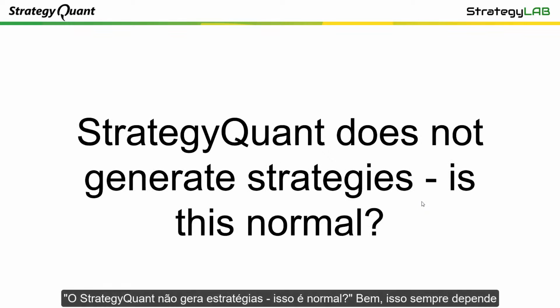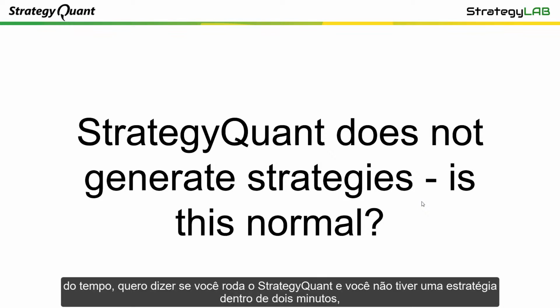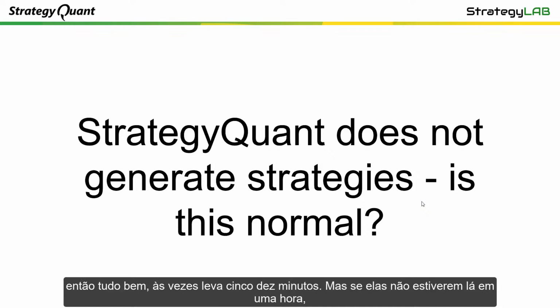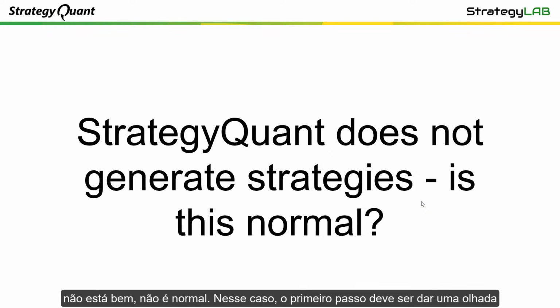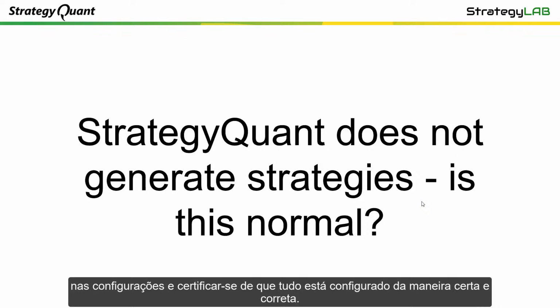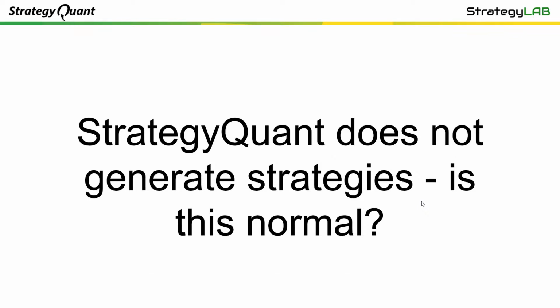Strategic One does not generate strategies. Is that normal? Well, it always depends on the time. If you run Strategic One and you don't have a strategy within like 2 minutes, then it's fine. Sometimes it takes like 5-10 minutes. But if they are not there in an hour, that's not okay. It's not normal. In such a case, the first step should be to take a look at the settings and make sure that everything is set up in the right way and correctly.